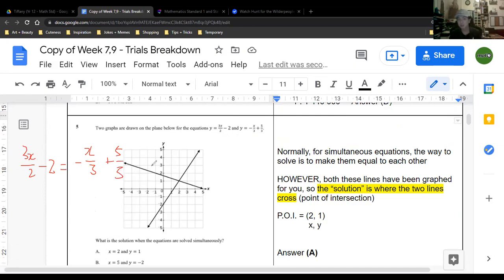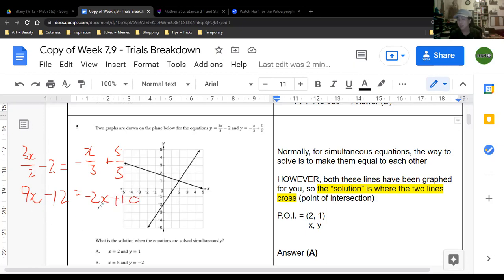When you do this, ideally you want to get rid of the fractions first, which involves multiplying everything by 6. Multiplying this by 6, it becomes 9x. Then multiplying the 2 by 6, you get minus 12. Multiplying the negative x over 3 by 6, you get minus 2x. And multiplying the 5/3 by 6, you get 10.